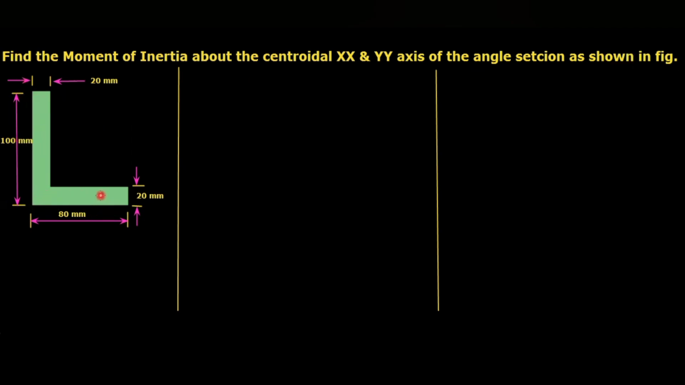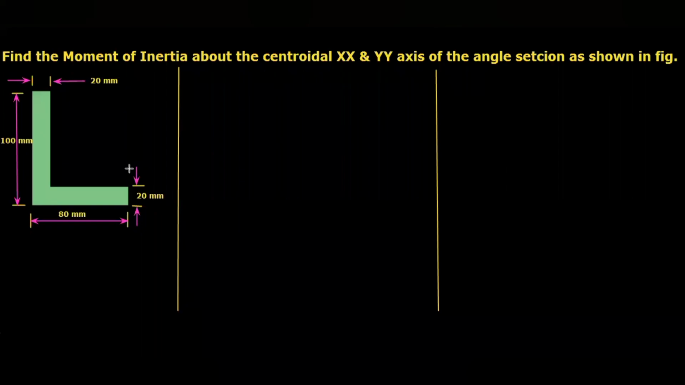This consists of two rectangles. For our convenience, we can take rectangle 1 and rectangle 2. Here we are going to calculate moment of inertia about the centroidal x-x and y-y axis. That is, moment of inertia with respect to x-x and y-y axis passes through the center of gravity of this angle section. So first of all, we have to calculate the center of gravity.